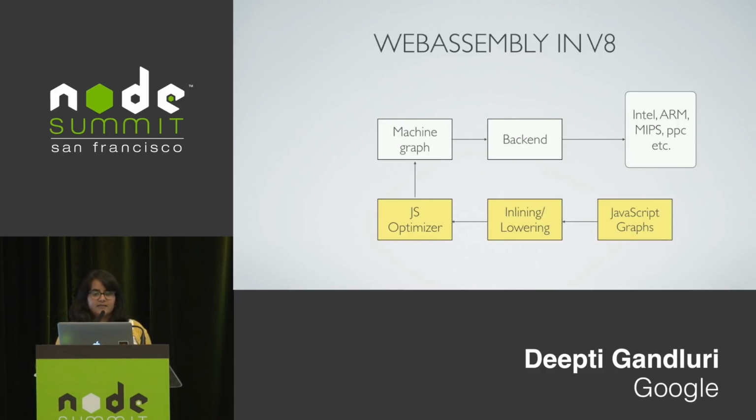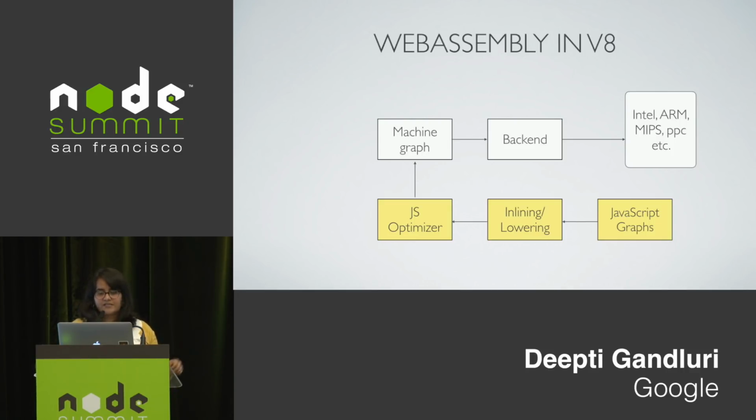So how is WebAssembly implemented in V8? This is the compiler pipeline of V8, kind of glossing over some of the things there. If you have JavaScript source code, it gets parsed and you generate these ASTs, and the JavaScript graphs are then inlined, lowered, and passed to the JavaScript optimizer. It tries to figure out what the type information is and runs all of these optimization passes.